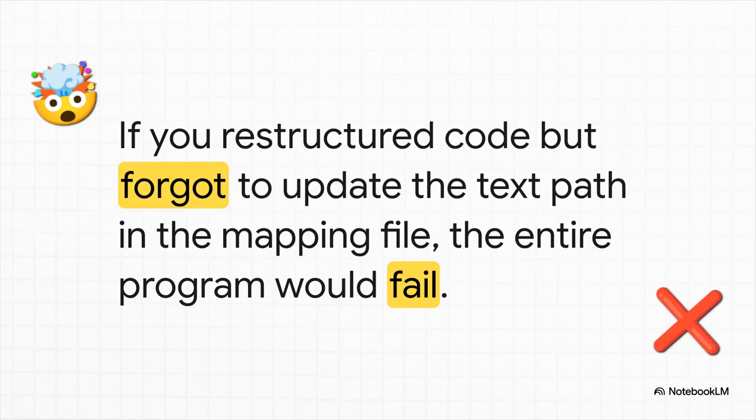And this one? Oh man, this one was an absolute killer. So, picture this. You're doing some good housekeeping on your project. You move a block of code into a new sub-application to keep things clean and tidy. Great. Except, you also had to remember to go find that separate mapping file and manually update the text path to point to the new location. And if you forgot, which, let's be honest, happened all the time, your program would just break. It wouldn't work. And the worst part? There'd be no error in your visual code.